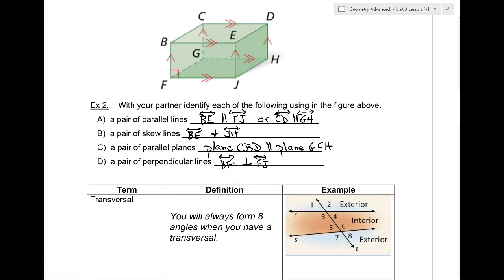All right, I gave some examples on the board. Most of you are finishing up, just making sure you used good notation. Remember, all of them have notation except for skew lines, right?